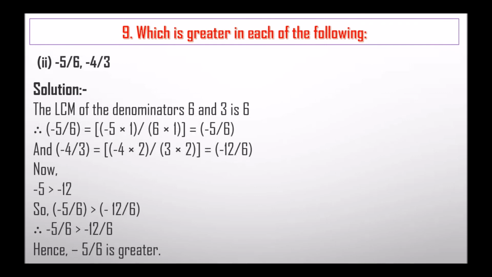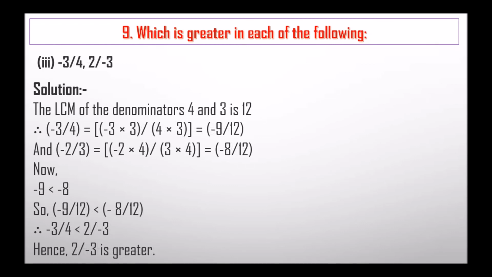Minus 5 upon 6 and minus 4 upon 3. The LCM of the denominators 6 and 3 is 6. So we will get minus 5 upon 6 and minus 8 upon 6. So here minus 5 upon 6 is greater. Minus 3 upon 4 and 2 upon minus 3. So LCM of the denominators 4 and 3 is 12. So we will get minus 9 upon 12 and minus 8 upon 12. So by comparing, we can say that 2 upon minus 3 is greater.